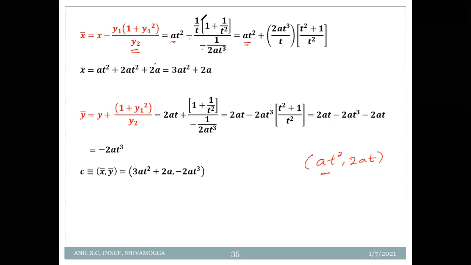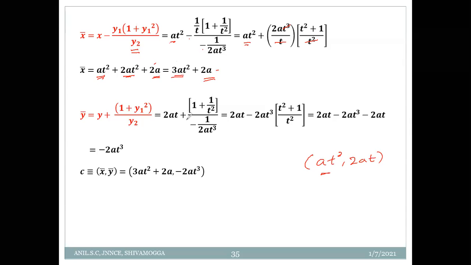Transfer this 2at cube to the numerator. You get 2at cube divided by t. And 1 plus 1 over t square can also be written as t square plus 1 divided by t square. Now this t into t square is t cube, cancel with this t cube. At square plus 2a into t square is 2at square, plus 2a into 1 is 2a. Therefore, at square plus 2at square is 3at square plus 2a. This is the x coordinate of the center of curvature.